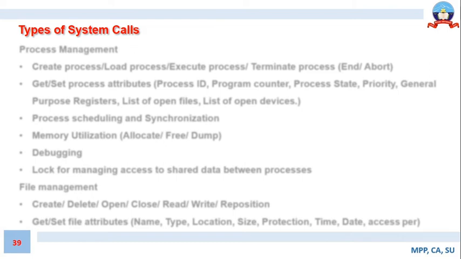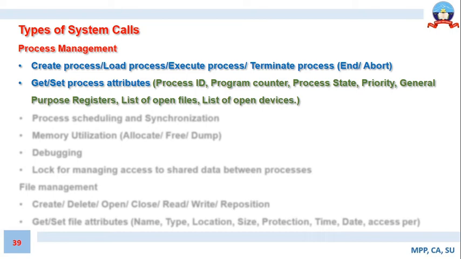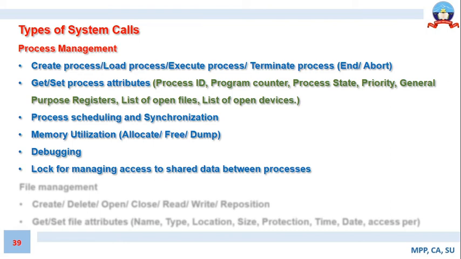So we have learned there are system calls associated with processes, files, devices, communication management, and so on and so forth. So again, we'll repeat it. With processes we can have creation, loading, execution, and termination. We can also have get and set attributes. We can have system calls for scheduling and synchronization. We have system calls for memory utilization. We have system calls for debugging. We have system calls for locking the resources.